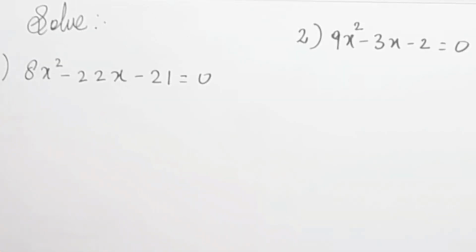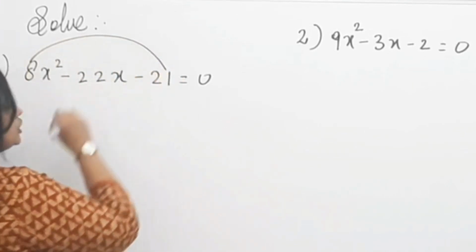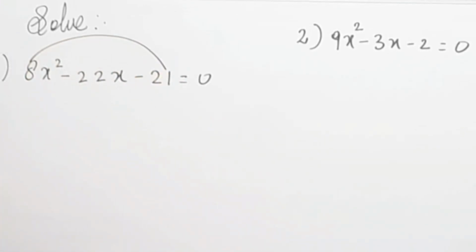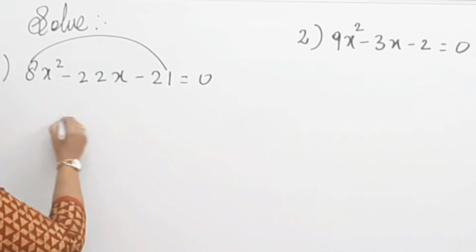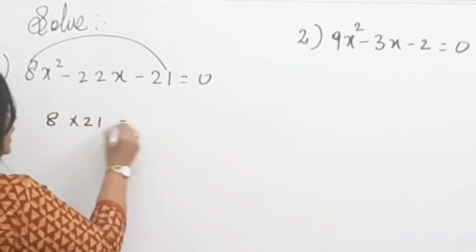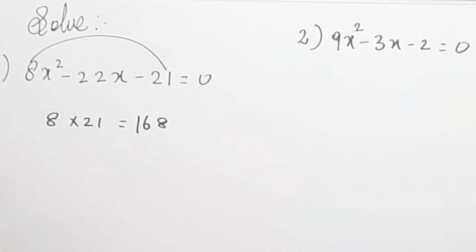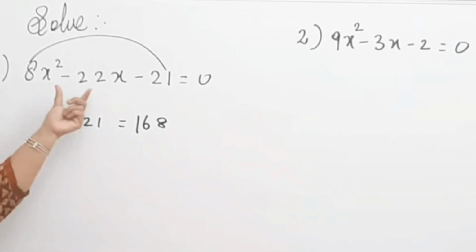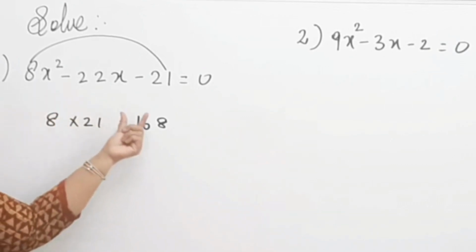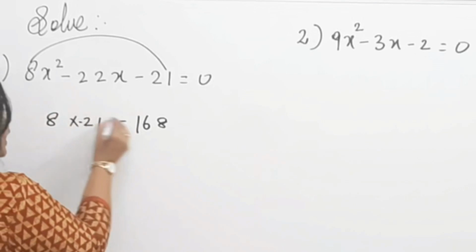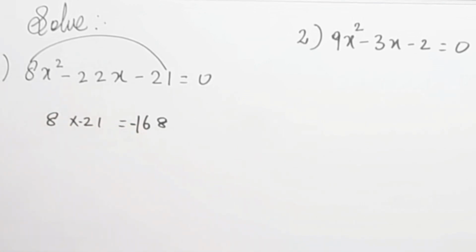Children, we move on to the first question. Solve for 8x squared minus 22x minus 21 is equal to 0. Now, the hint here is you have to multiply the coefficient of x squared with the constant term. So on multiplication, I get the product 8 into 21, which is equal to 168. Now, I have to find the factors such that the sum must be equal to minus 22 and the product must be equal to minus 168.